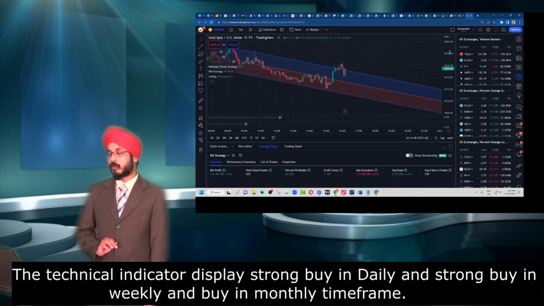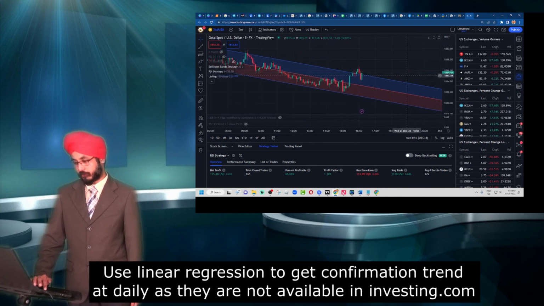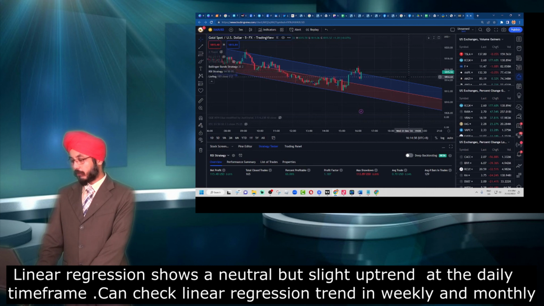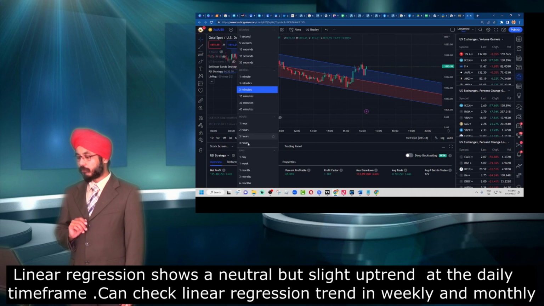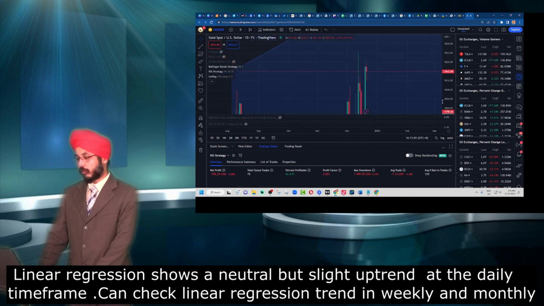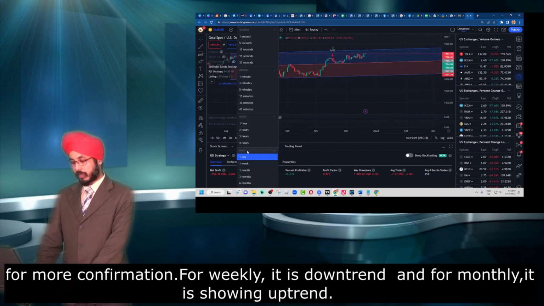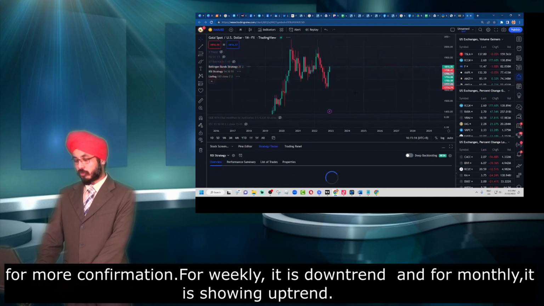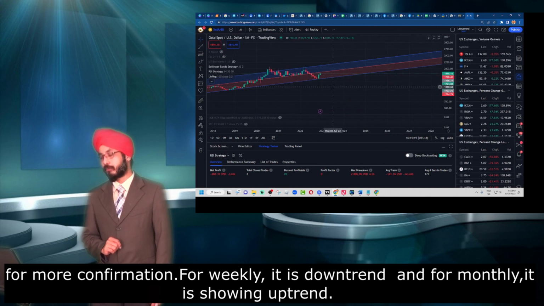What we can do is use another indicator, which is known as the linear regression, and this will show us the trend as well. At the daily, our linear regression is showing us a slight uptrend and also neutral. For the weekly, we can see that it is neutral and slight downtrend, and if we look at our monthly, it is supporting more towards the uptrend.